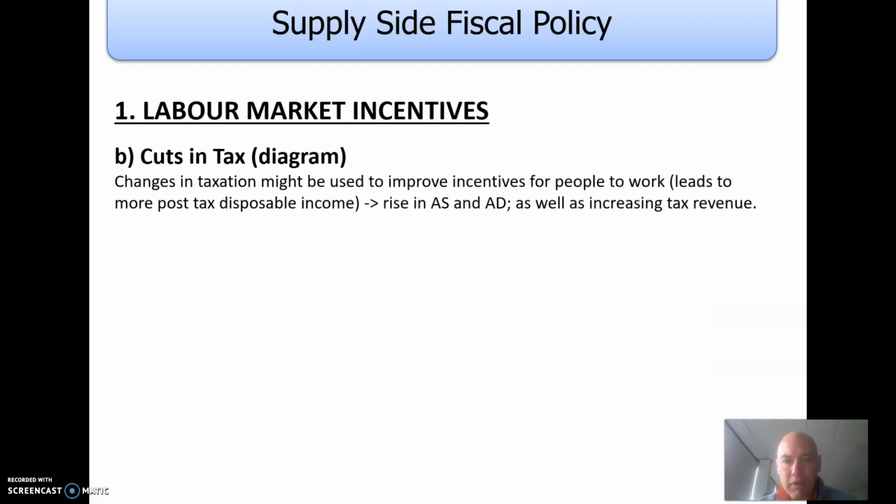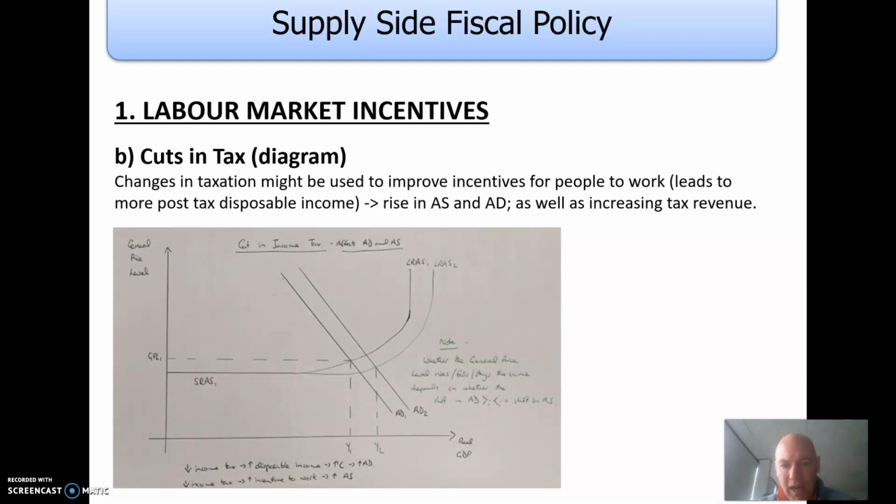Pushing on. How would you change this if there was a cut maybe in income tax? So in terms of a cut in income tax, well, that would impact on aggregate demand because we know consumers are going to have a higher level of disposable income, but actually it might push people also towards working more if their post-tax disposable income increases. So how would that actually change the picture? The long run aggregate supply curve shifts outwards to the right. You can see my writing, my explanation at the bottom.